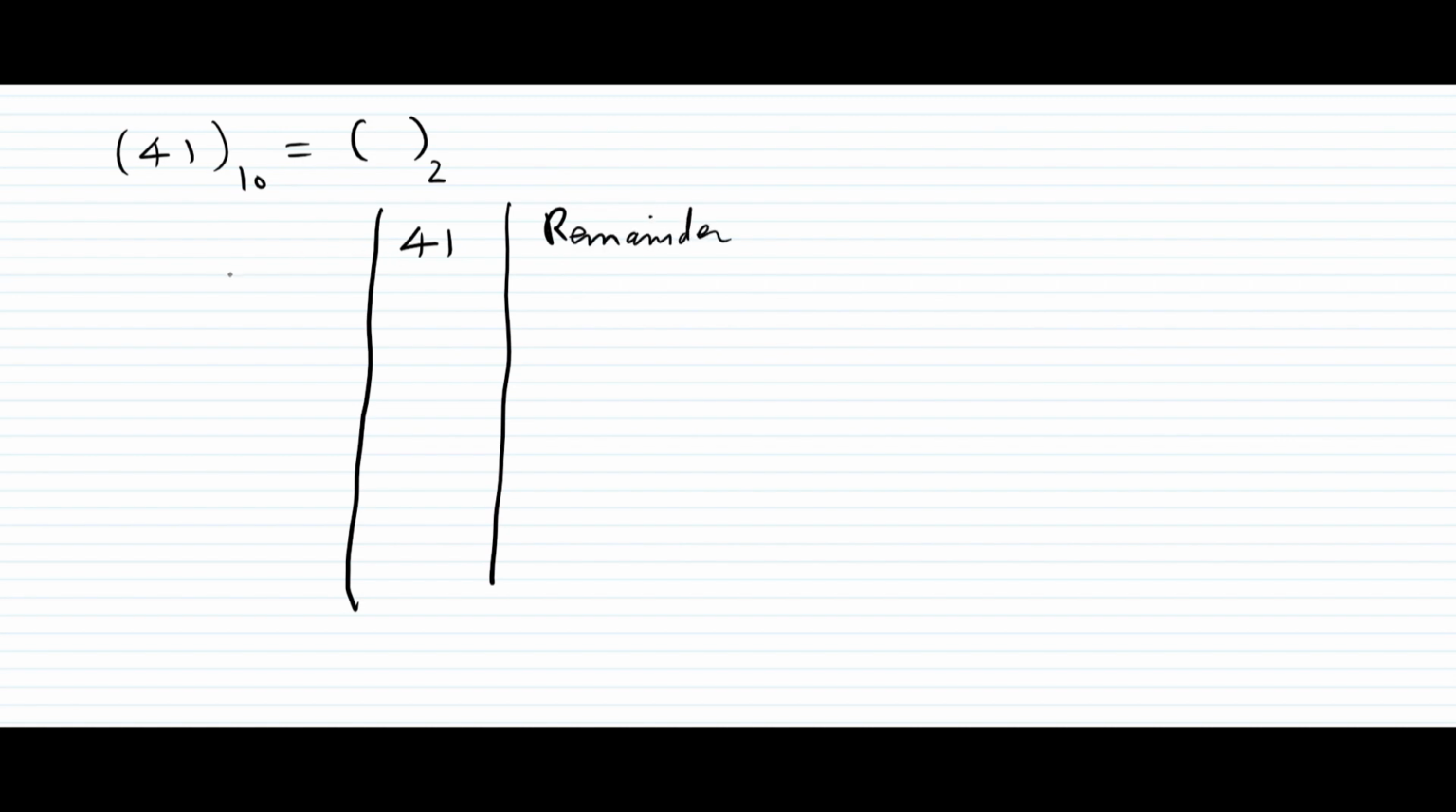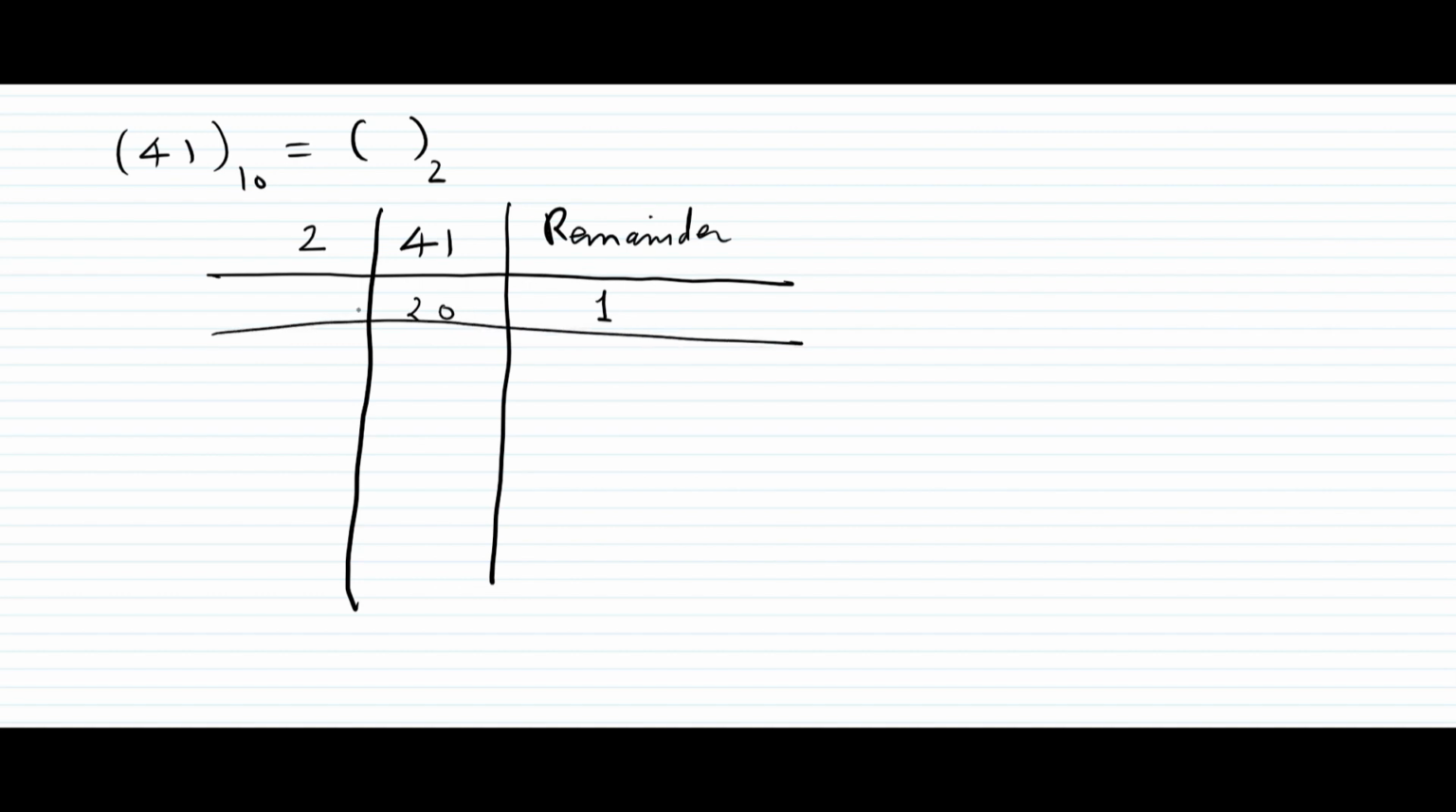Right? And I will divide this, correct? So I will divide this by the required base. Required base here is 2. So 41 will be divided by 2. So 2 will go 20 times and the remainder will be 1.